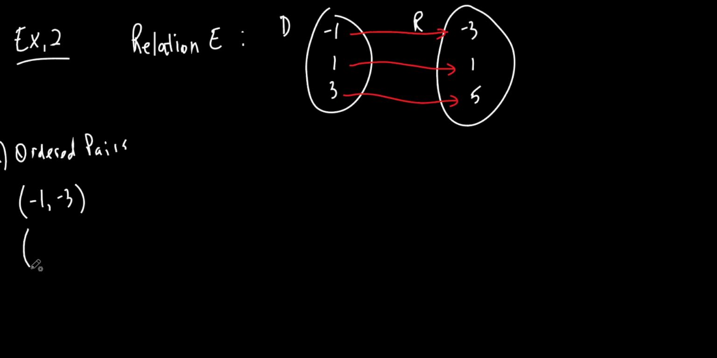What's my next ordered pair? This is super easy. I'm not tricking you or anything. It's that easy. So 1 goes with 1 and what? 3 goes with 5. So there's my ordered pairs. What's the second way? They wanted you to write this as a table.